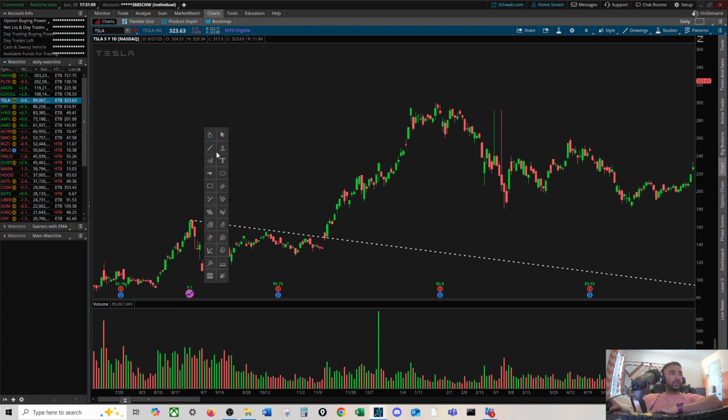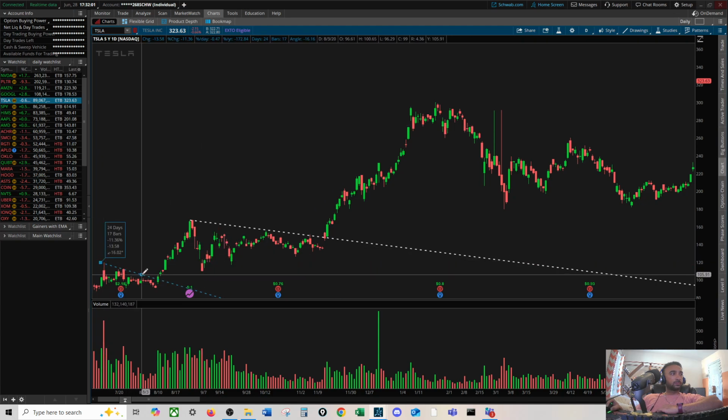Here's another trend line right here. And once it breaks, okay, it comes down to the same area where it broke off from, and then it goes again, which we're going to talk about in the next chapter.